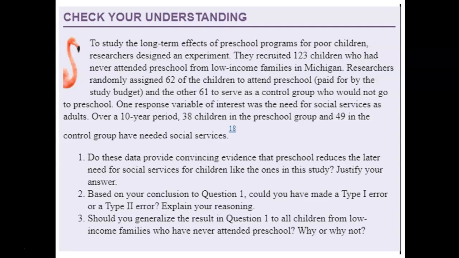All right, one response variable of interest was the need for social services as adults. Over a 10-year period, 38 children in the preschool group and 49 in the control group needed social services. So, do these data provide convincing evidence that preschool reduces the later need for social services in children like these in the study? Justify your answer. Then, based on your conclusion to number one, could you have made a type 1 error or a type 2 error? Explain your reasoning. And should you generalize the result in question one to all children from low-income families who have never attended preschool?